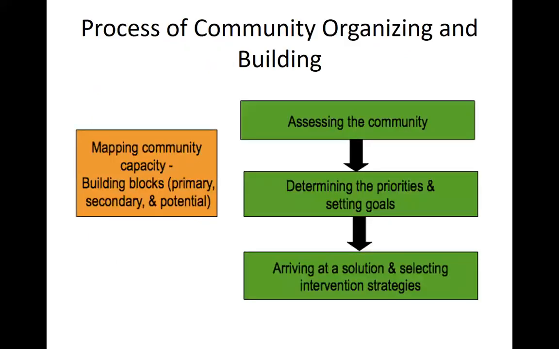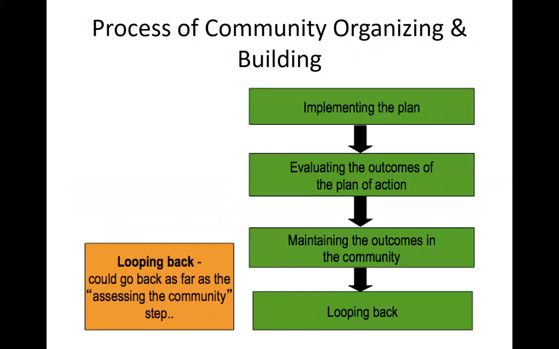Going back to the process a little bit, after you've got the community organized, you get to start really assessing it. So going back to mapping the capacity of the community, looking at the different primary, secondary, and potential building blocks. Once you have the community map, you can determine the priorities and set goals. Then once you come up with some solutions, this could be some great strategic planning type activities done with the community that are very participatory. You can then select the intervention strategies that are appropriate. Again, have people involved in that process. Then implement the plan and of course evaluate it.